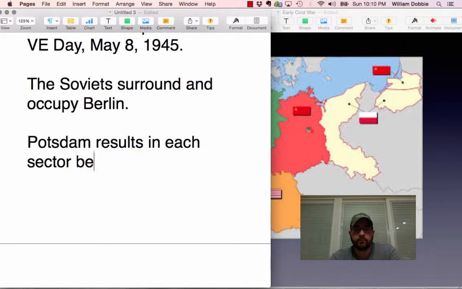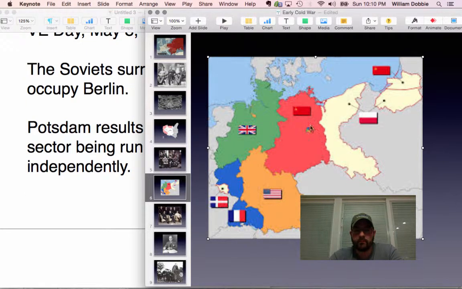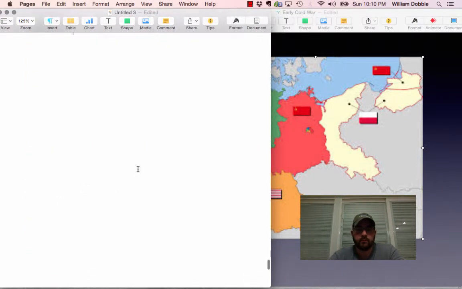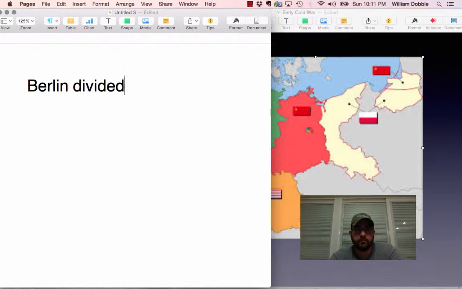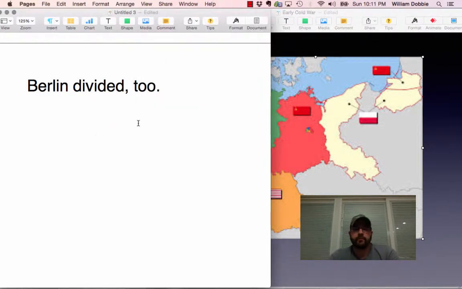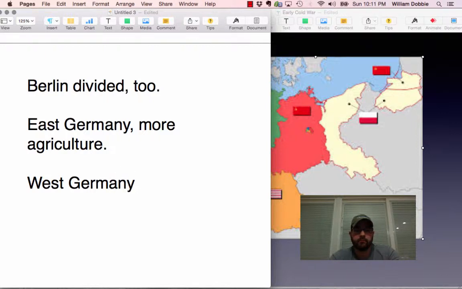And you can also see that Berlin, completely within the Soviet sector, is itself going to be divided amongst those four powers. There are to be economic relationships between East and West. For example, the eastern part of Germany is much more important with regard to agricultural production. The western part of Germany is much more important with regard to industrial production. So they were supposed to trade with each other. But beyond that, these were to be independently supervised zones.